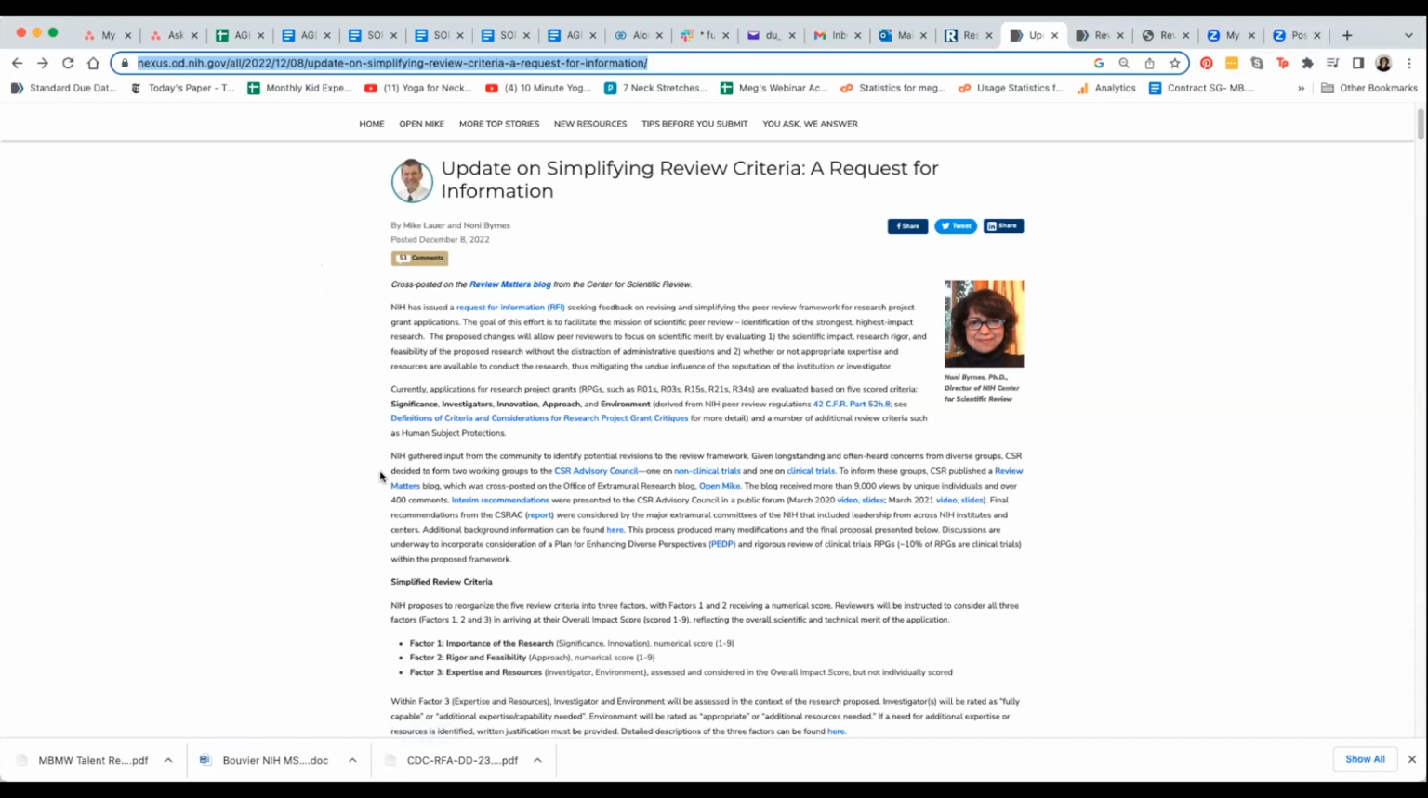So there was a process by which NIH gathered information from the public about potentially changing the scoring criteria. And I have to say that probably the two main concerns that people have had, and that CSR has been really upfront about wanting to address, are lack of diversity in all of their study sections and input on scoring criteria and that sort of thing.